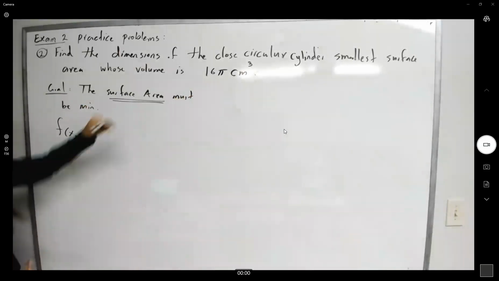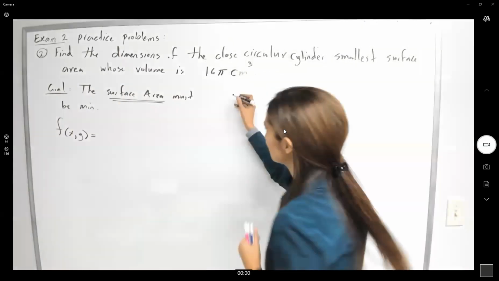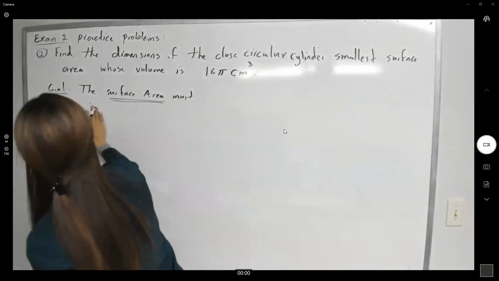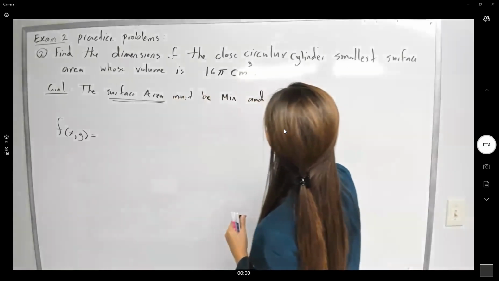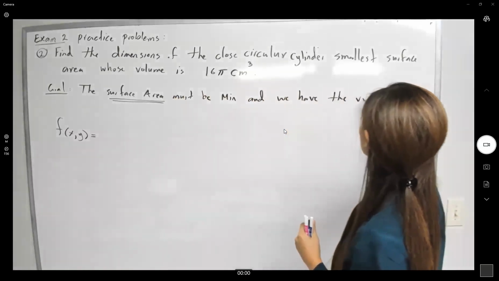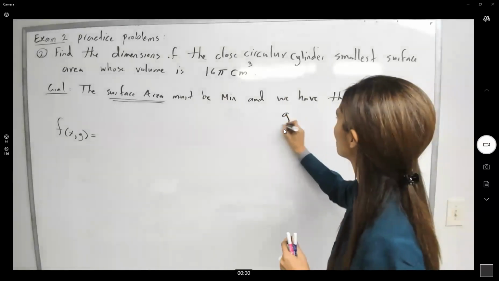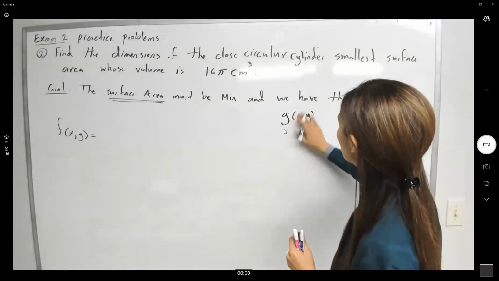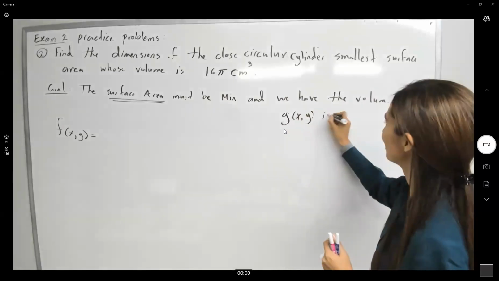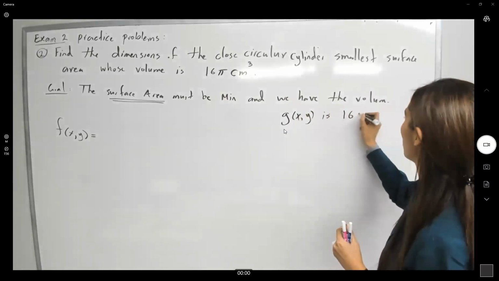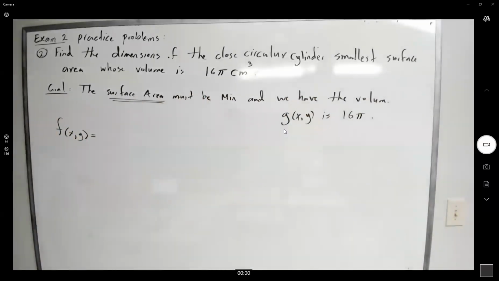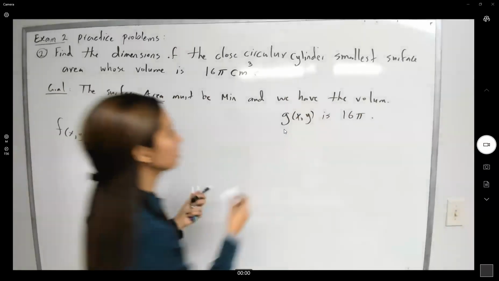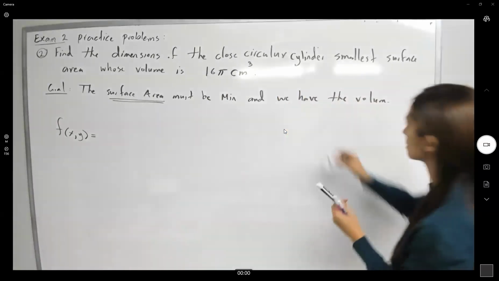What do we have? We have the volume, which must be minimal. And we have the volume. The volume is going to be your g function. G of x and y is given to us. It is 16 pi. So let's see. So the volume is 16 pi.